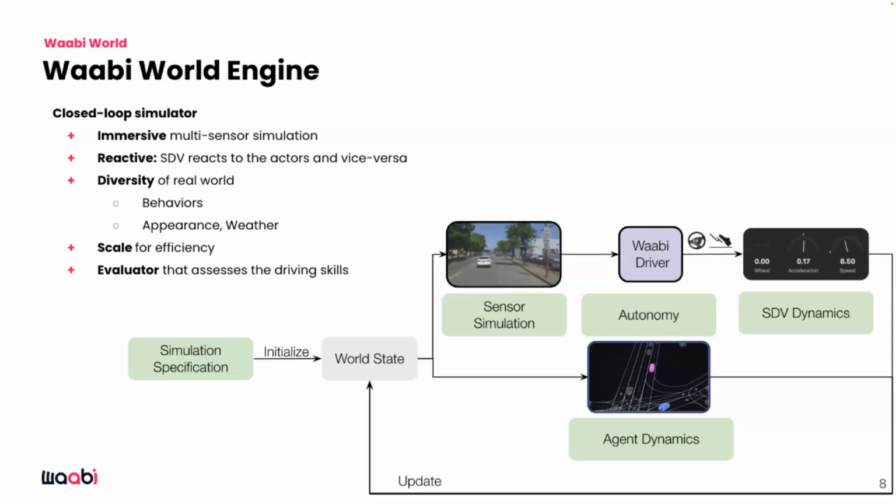Once you have the sensor data, you can feed that into your autonomy system, and it will generate outputs such as steering and acceleration, for example. Then you give those outputs to a vehicle dynamics model, and the dynamics model updates the state of the self-driving vehicle: its new location, velocity, acceleration, etc. Additionally, you can update the other actors in the scene based on the SDV's behavior as well as each other's behaviors. And this all updates the world state. This is a closed-loop simulation. You can unroll the scenario out.